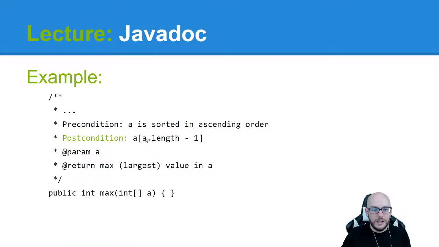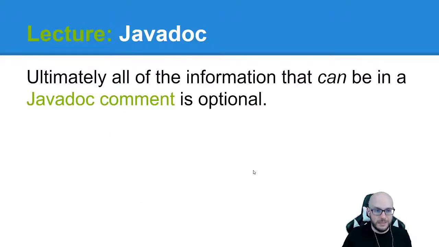Okay. My favorite max method, right? Keep in mind, we're taking in an integer array that I'm assuming is sorted, and what I'm ultimately returning to you, the largest value in A, is the last element. I'm going to give you the last element out of the array because it's sorted, and that's the maximum value. That's big brain. Ultimately, all the information that can be in a Javadoc comment is optional.